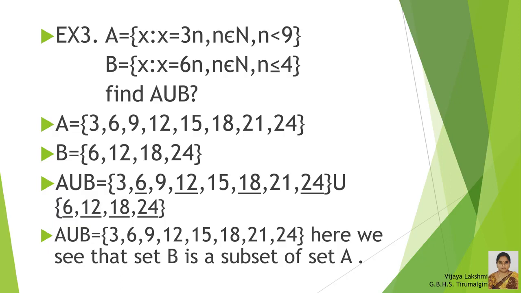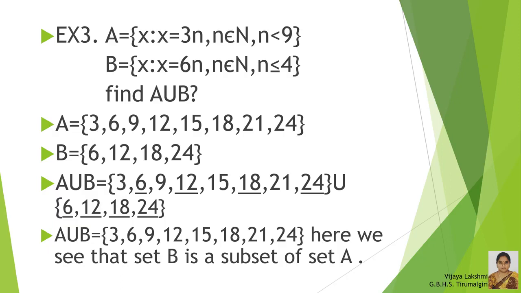The next, in the second set, B is equal to set of all x such that x is equal to 6n and n belongs to natural numbers, n is less than or equal to 4. So here the set B denotes the multiples of 6 and as it is given as n is less than or equal to 4, we are going to take 4 multiples of 6. So now A will be 8 multiples of 3 and B is 4 multiples of 6.